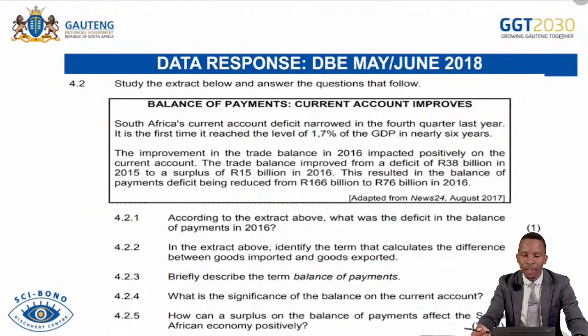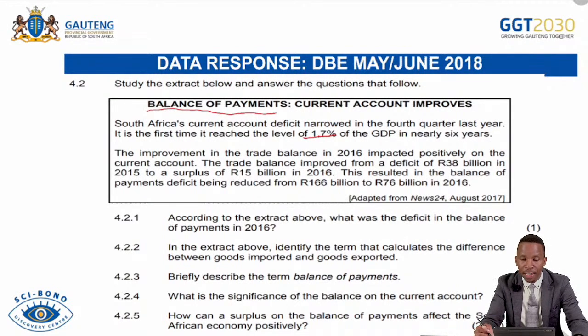So this is the example of data response taken from May-June examination 2018. So firstly, you are given the extract. Study the extract below and answer questions that follow. So the balance of payments, current account improves. Already you know that in this case, we are all under the foreign exchange market. South Africa's current account deficit narrowed in the 4th quarter last year. It is the first time it reached the level of 1.7% of the GDP in nearly 6 years.